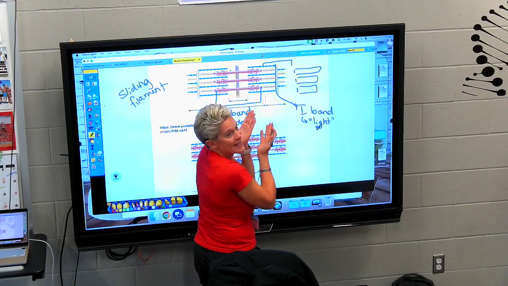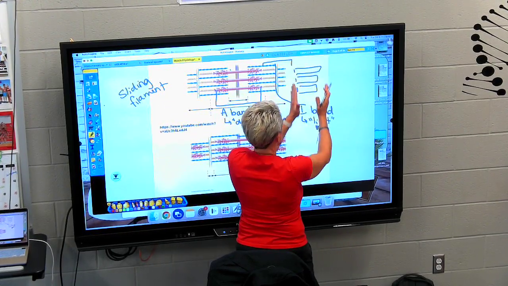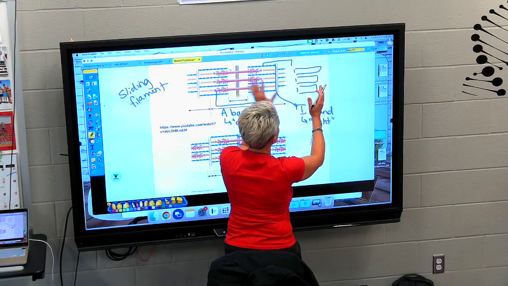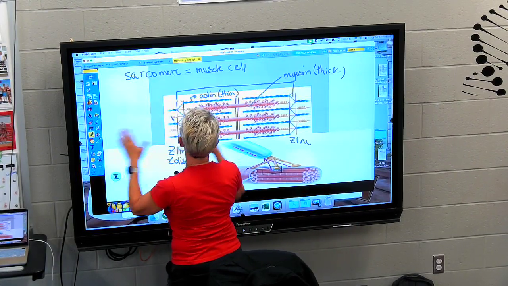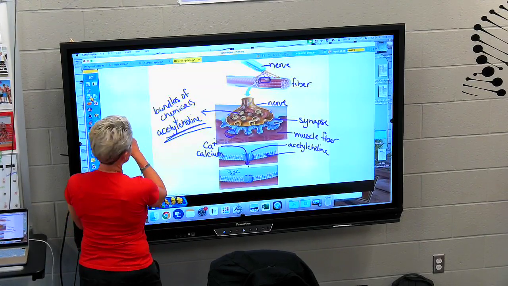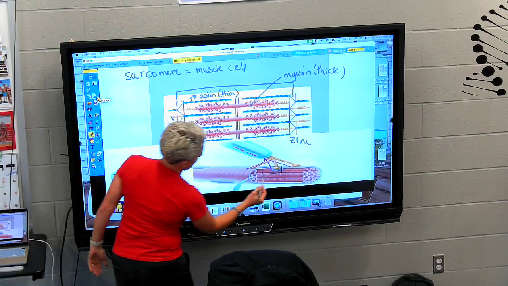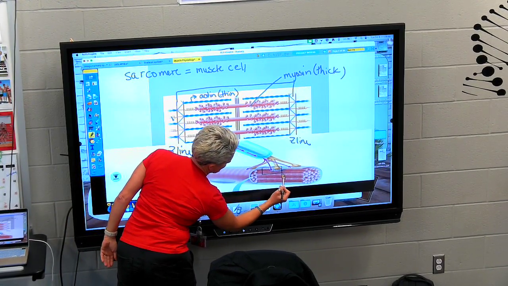A lighter area, I can't see anything under the microscope. A darker area where there's myosin again, and I can see that under the microscope. So because of that sort of repeating pattern back and forth, I can go here. All right, so down here, I can see this.